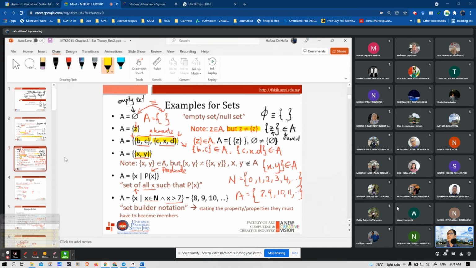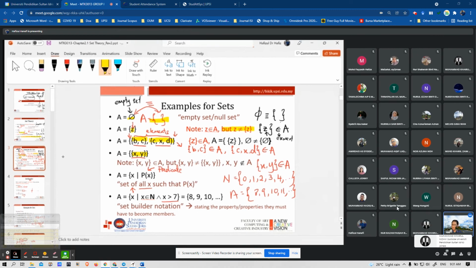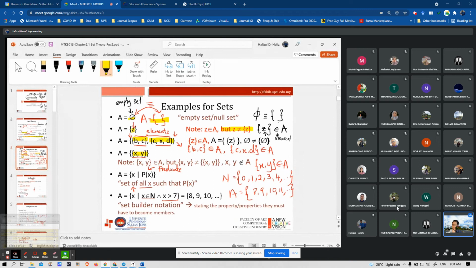Then we have the example of a set, and we have the empty set. We can represent it as here. You can have the null symbol here, or you can have the empty brackets. The empty set or null set: the null set is equivalent to the empty set. And then we have A equal to the set containing the empty set.